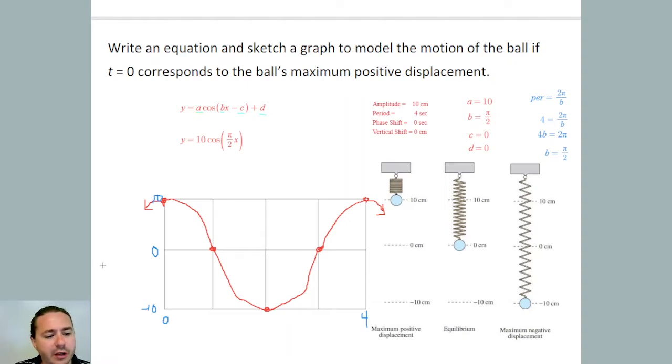Now we've got enough information to put on our axes. So here's my x-axis, and here's my y-axis.